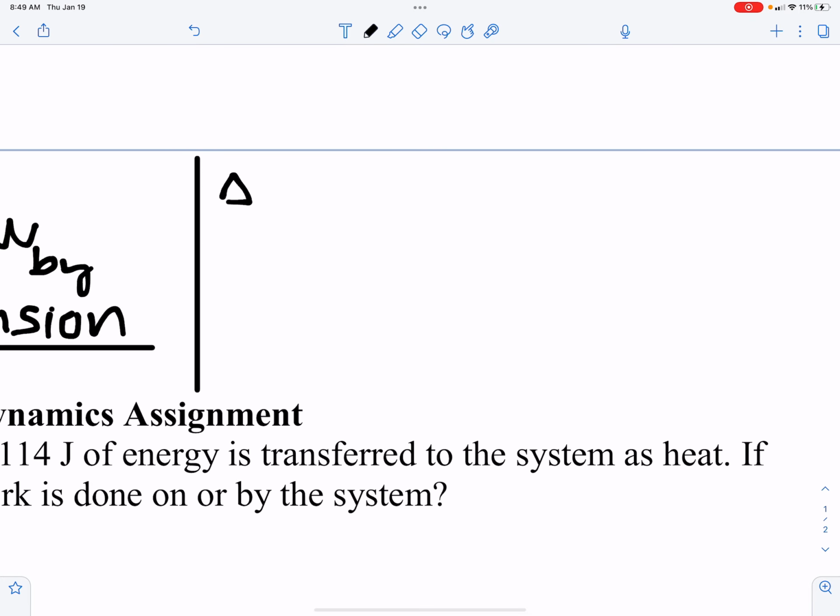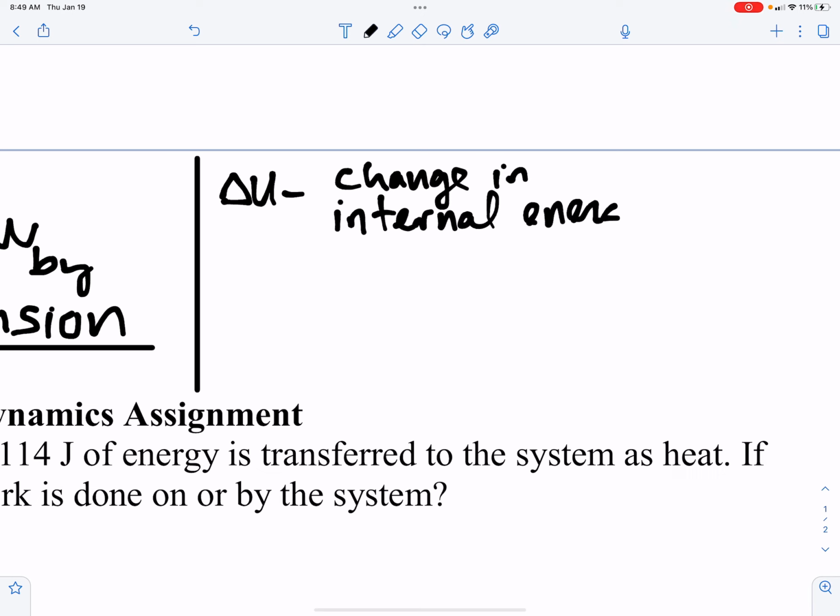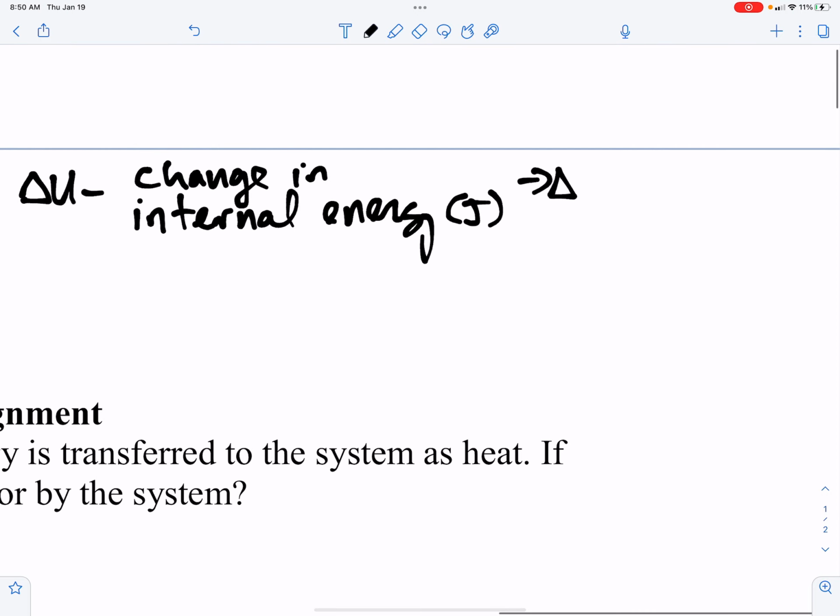Okay, delta U is the change in internal energy in joules. And keep in mind, delta U is going to be equal to U final minus U initial. So U is the internal energy. So the final internal energy minus the initial internal energy is the change in internal energy.